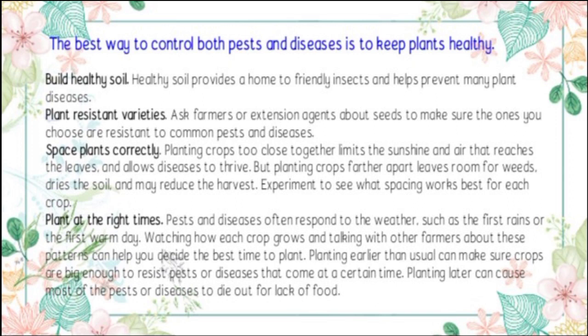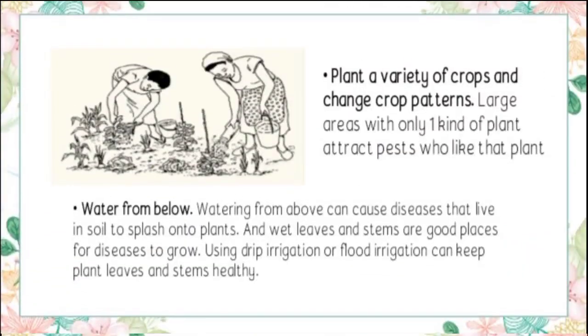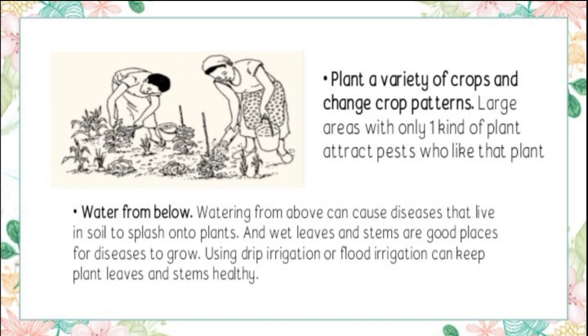Space plants correctly. Planting crops too close together limits the sunshine and air that reaches the leaves. Plant at the right times. Planting earlier than usual can make sure crops are big enough to resist pests or diseases that come at a certain time. Plant a variety of crops and change crop patterns.